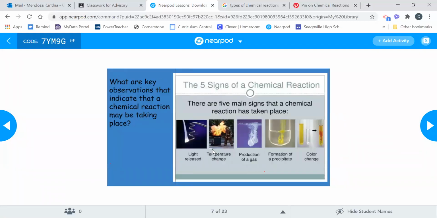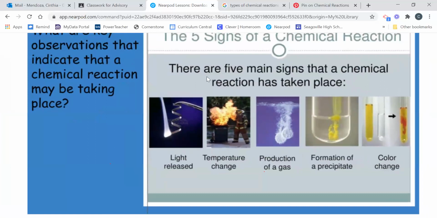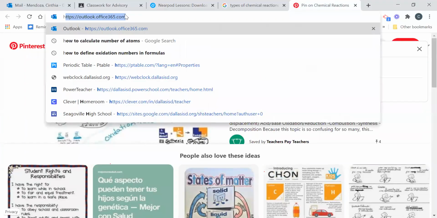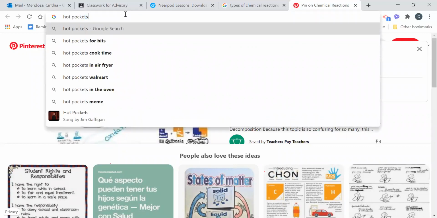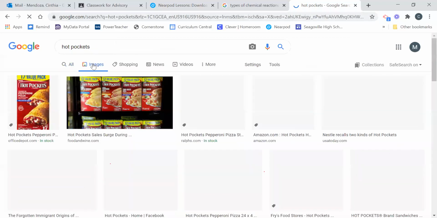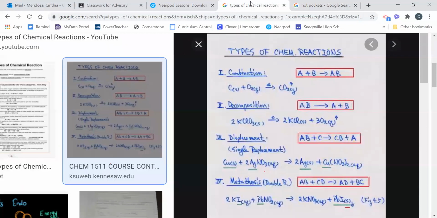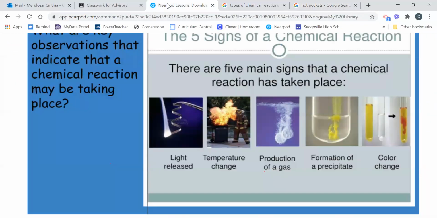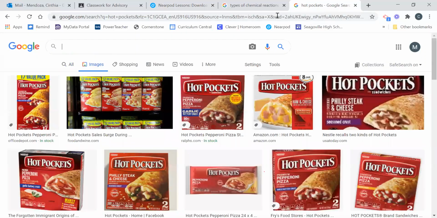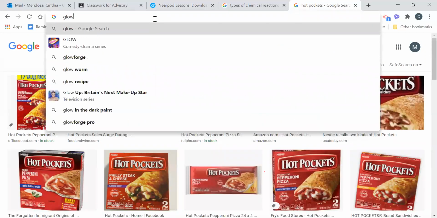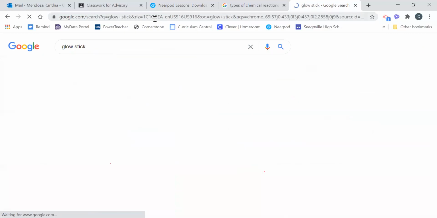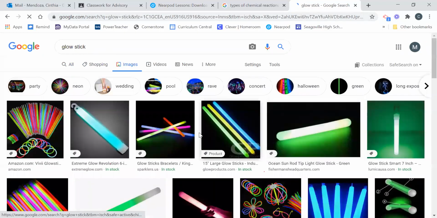Temperature change, that's one that I forgot to say. If you look up hot pockets, not the food, but the hot pockets that you break and it heats up, that's a temperature change that you can see. Light being produced. The best example of that is a glow stick. Light is being produced, and that's a chemical change.